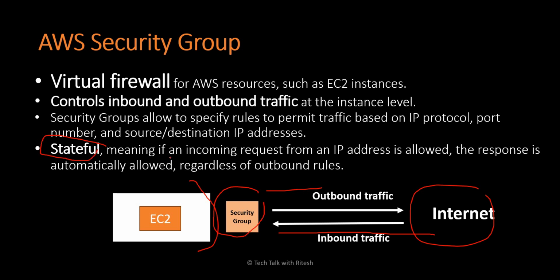What does that mean? For example, if an incoming request is coming from an IP address, and we have allowed that IP address to access the instance, the response is also automatically allowed, regardless of the outbound rules. It is kind of like, if you have watched Mahabharat, Abhimanyu has entered inside the Chakravyuh, but he was not aware how to go outside. That is not stateful. Stateful is: if an incoming request is coming and it is allowed, the response is automatically allowed regardless of outbound rules.